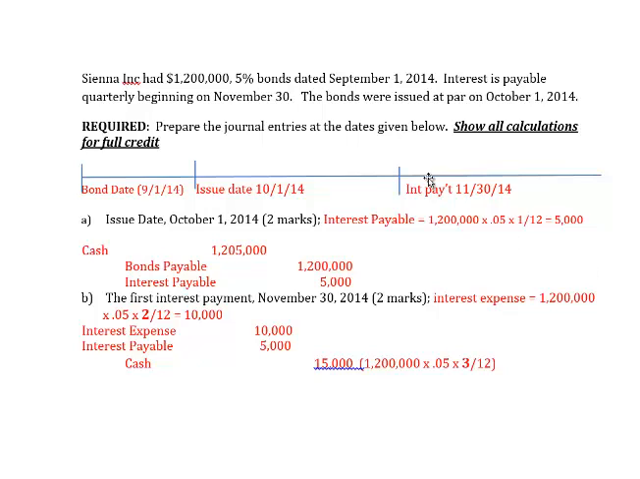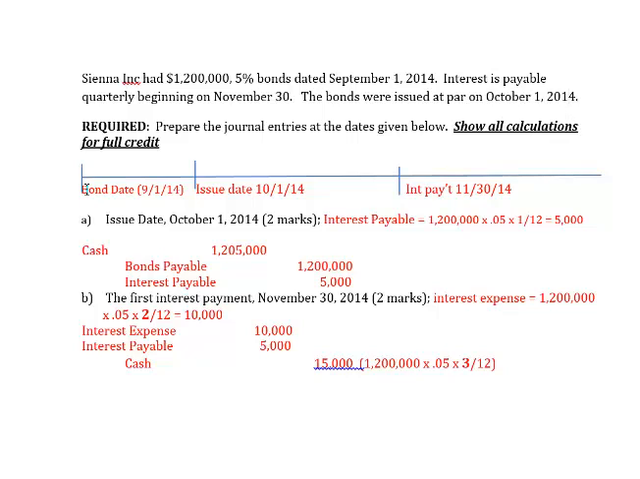So you can see that the date the bonds are dated, September the 1st, is different from the date the investors actually took ownership of the bonds, which is October the 1st. So what does that mean? If the investors want to get the full 3 months of interest that's payable on November the 30th, they've only been in the game from October the 1st, which is 2 months.